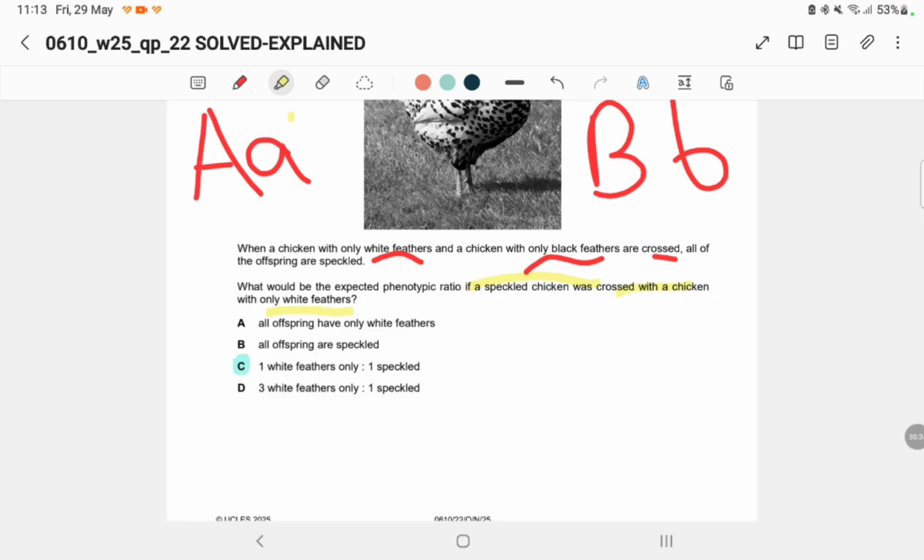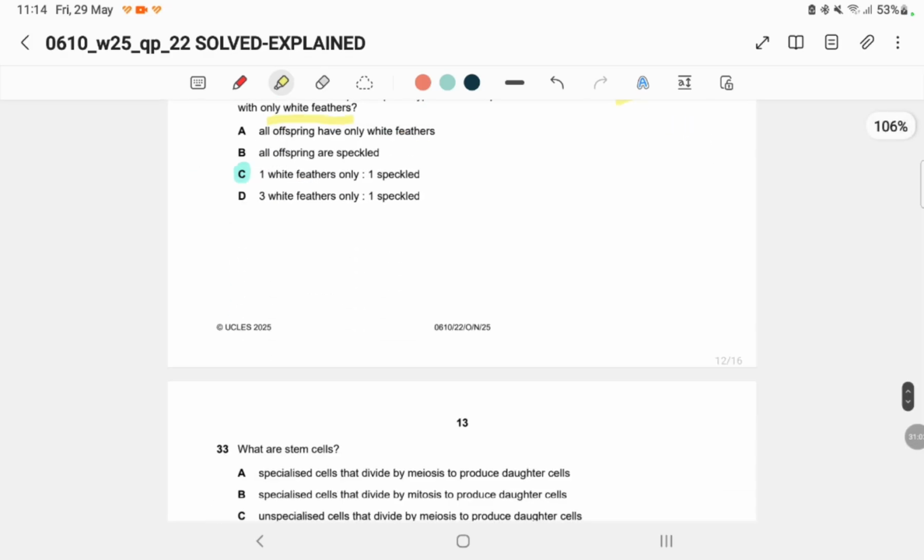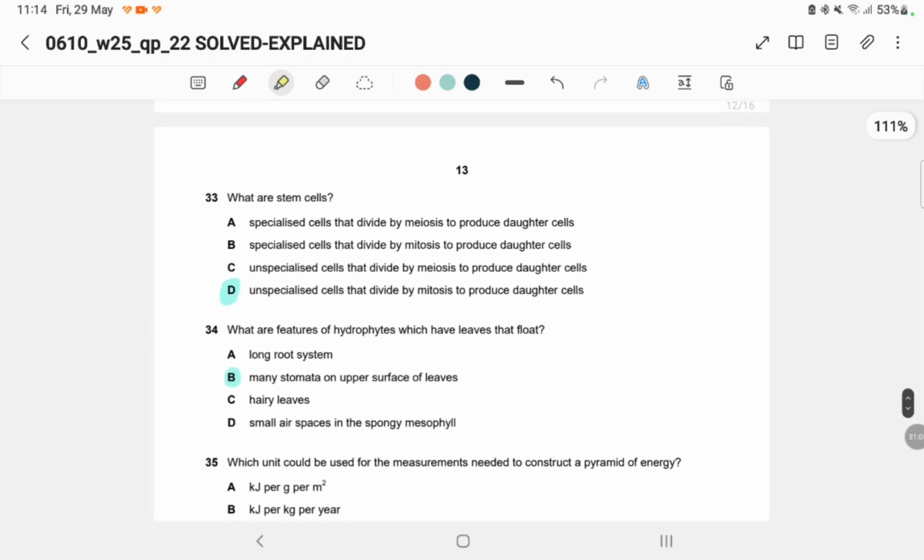White feathers only. If you match it together, basically it is a homozygous case, so it is basically 1 to 1. A speckled chicken will be homozygous, you're going to get a speckled chicken A and B. And the other one, which is only white feathers, will be AA. So basically it's a homozygous case. It is monohybrid inheritance. This is just the concept of monohybrid inheritance. Just do the crossing and you get the answer.